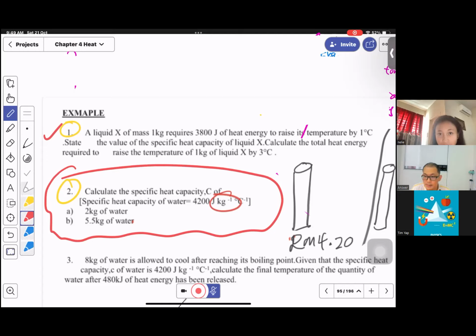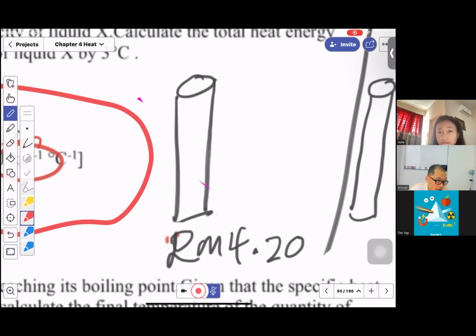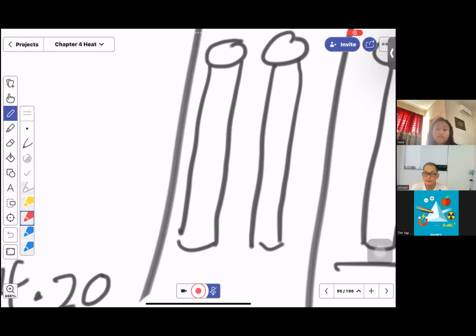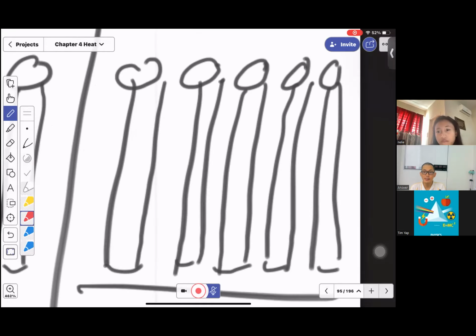Okay, look here. You see now. If I have a pen, I tell you the price of the pen is 4 ringgit and 20 cents. 4 ringgit 20 cents is a price for a pen. So after that, I put 2 pens together. I ask you again, what is the price for 1 pen? How much is it? I put 2 similar pens together. If I put 5 similar pens together, I ask you, how much or what is the price for 1 pen?